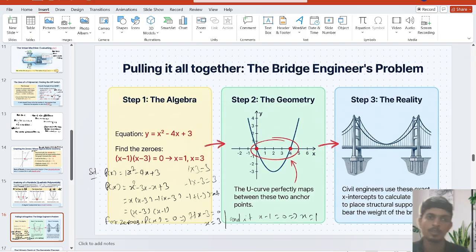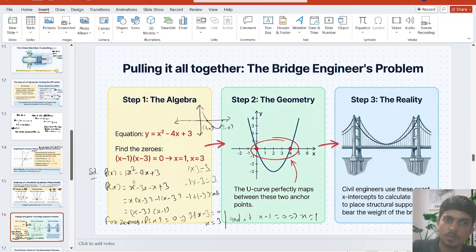Its graph looks like this. This is 1 comma 0. This is 3 comma 0. So its graph looks like this. And here a equal to 1, and this is greater than 0, so it opens upward. Okay, so its graph looks like this.